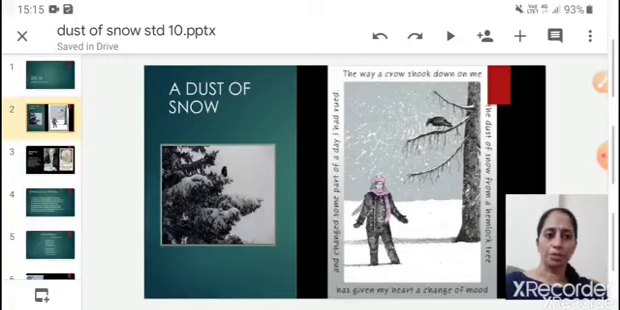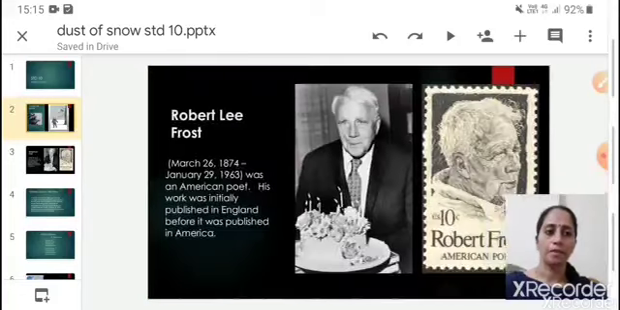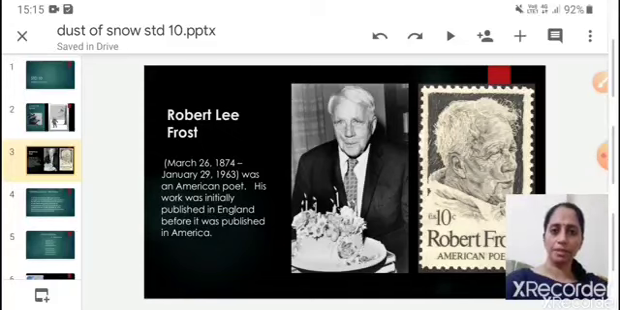Just carefully look at this picture, students, because when I read the poem, you'll be able to relate to it. Okay, so this poem is written by Robert Lee Frost. He was born in the year 1874 on March 26th, and he was an American poet. His work got published in England first and then in America. He passed away in the year 1963 on January 29th. He was 89 years old then. And this photograph that I have for you all is Robert Frost celebrating his 85th birthday.